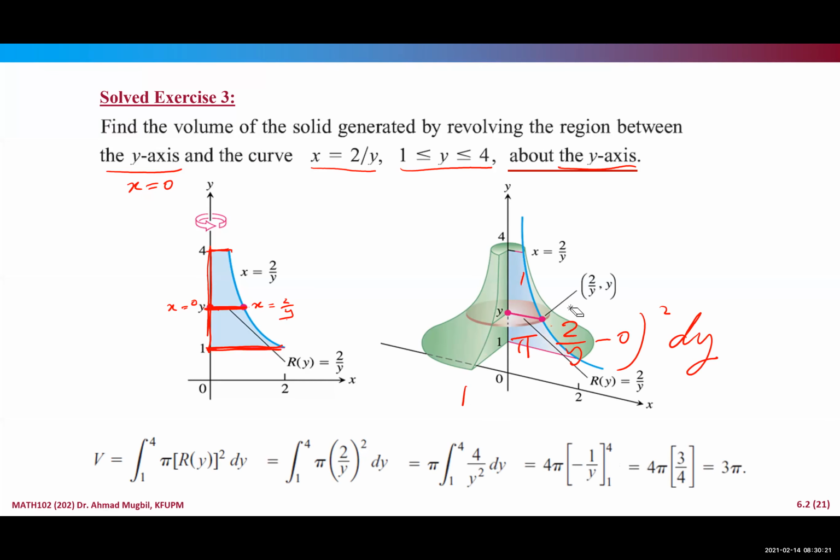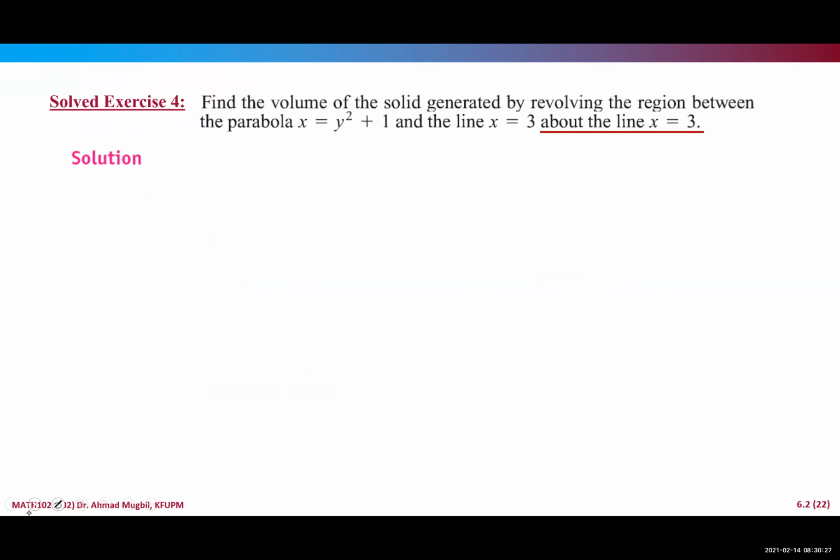Is it clear? How to integrate if you have the region rotation about the vertical line. Find the volume of the solid generated by the region between the parabola.